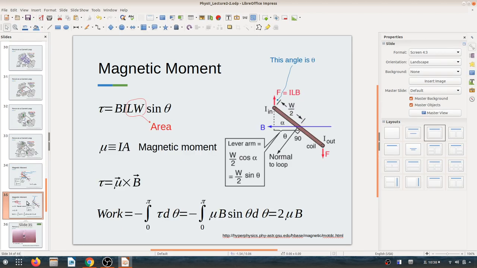Then the next step. Yeah, so this is the torque that we just derived. The L and W gives you the area, and the theta is the angle between the normal vector and the magnetic field. Okay, clear? And this is what I just said. This is the area, and the current I and A is defined as magnetic moment.